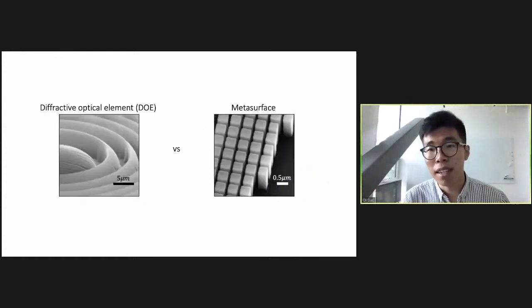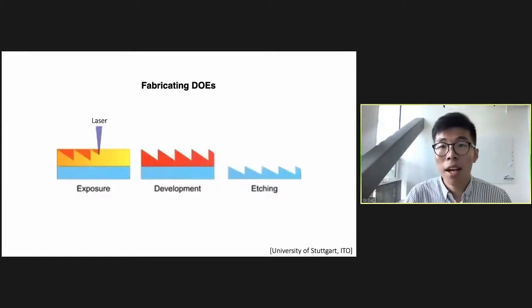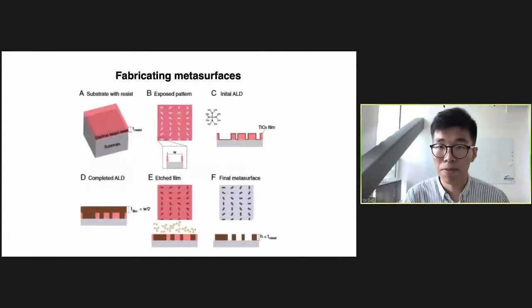A similar device to the metasurface that people often use is the diffractive optical element. Here is a comparison of these two different types of devices. One apparent difference is that the structure of the metasurface is generally smaller than the DOEs. Fabricating custom designed DOEs is very convenient these days. People can build DOEs simply by 3D printing, or laser writing if higher fabrication precision is required.